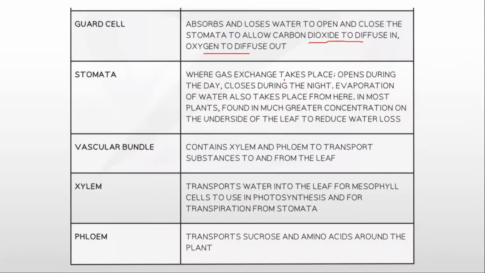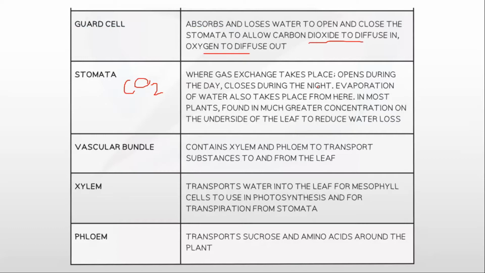Stomata is where gas exchange takes place, and it opens during the day. Why does it open during the day? Because it needs to absorb CO2 for photosynthesis. It closes during the night. Why does the stomata close during the night? Because it does not need to absorb CO2 anymore. Why? Because light is not present at night. There is no sunlight. What's the point of absorbing CO2 when you can't carry out photosynthesis without light energy?